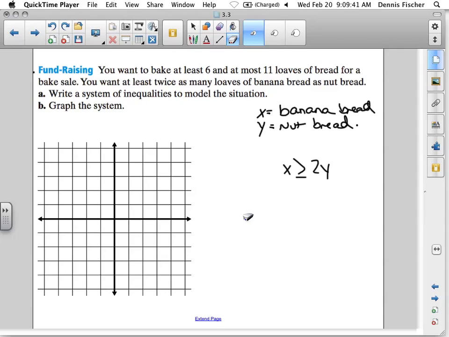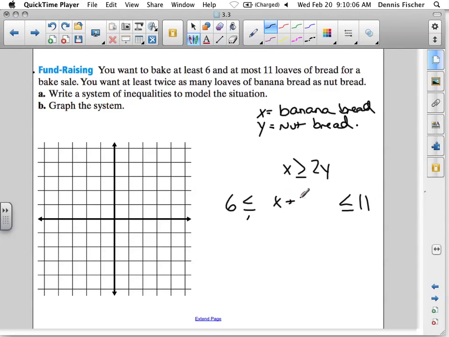But the number of loaves is between 6 and 11. So what do we know about the number of loaves? It has to be greater than or equal to 6 and less than or equal to 11. Okay, I agree with that. What does x plus y represent? The number of loaves. I didn't say what kind of loaves, the number of loaves, right? So the x plus y, the banana bread and the nut bread together, has to be between those. So how many equations do I have?